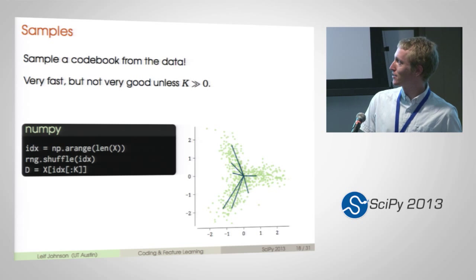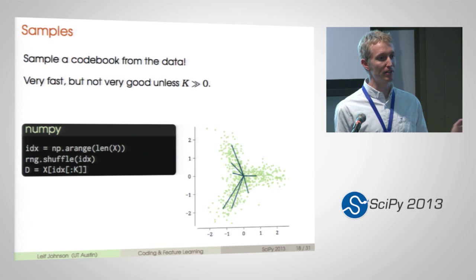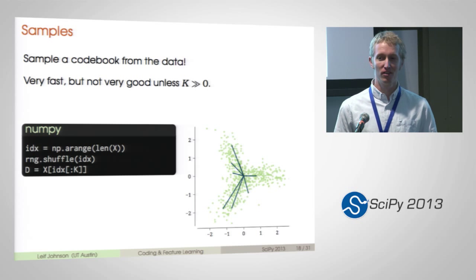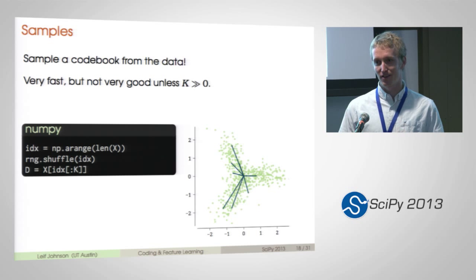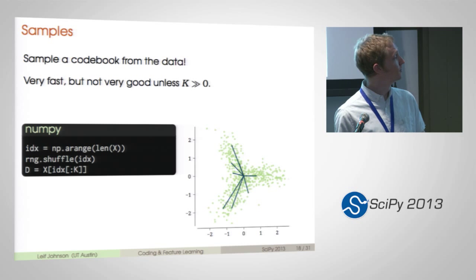So what if we just take some samples from the data and use that as our codebook? That actually works pretty well, especially when your codebook is extremely large. It doesn't work very well if your codebook is extremely small, because you might have just randomly sampled some elements from your data that aren't very representative. But again, if your codebook is huge, then it's pretty good actually.